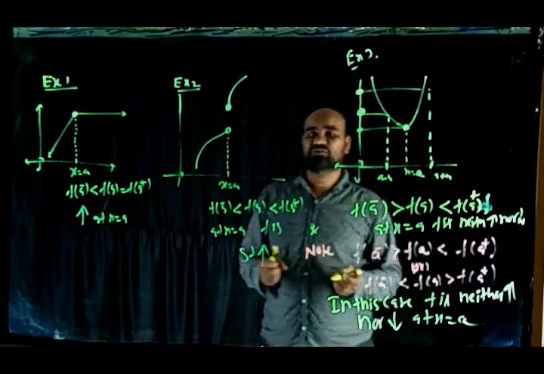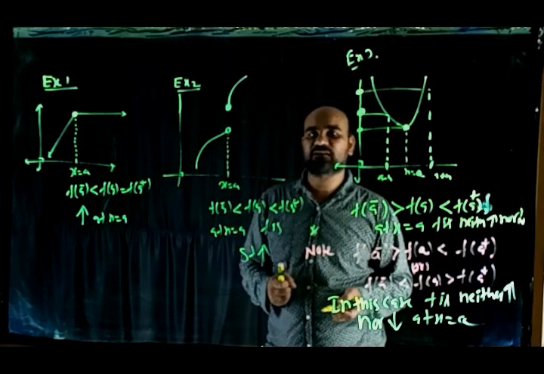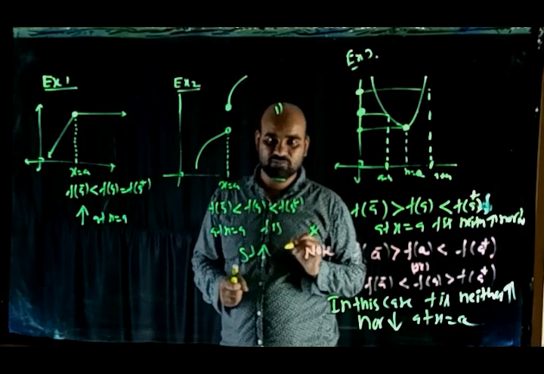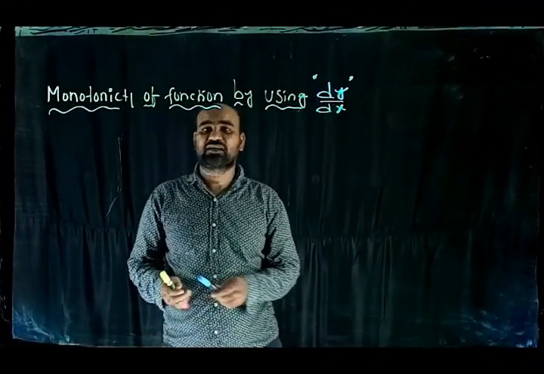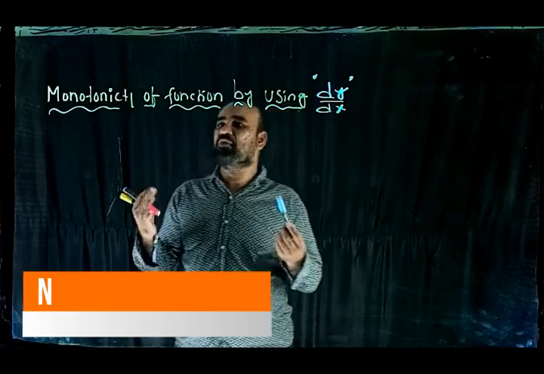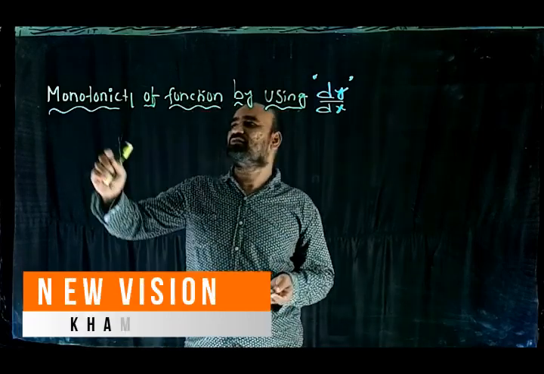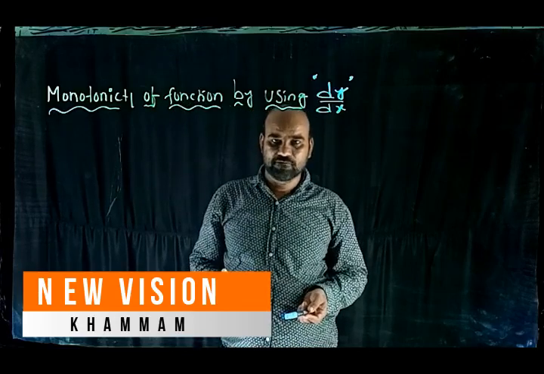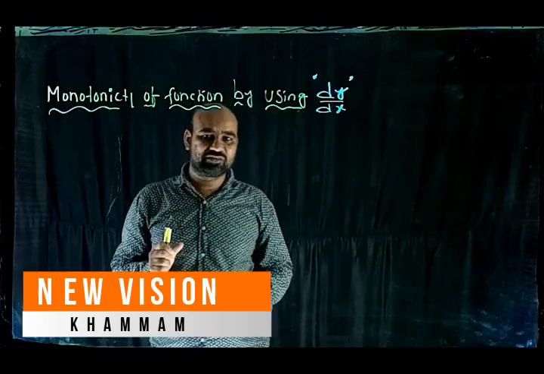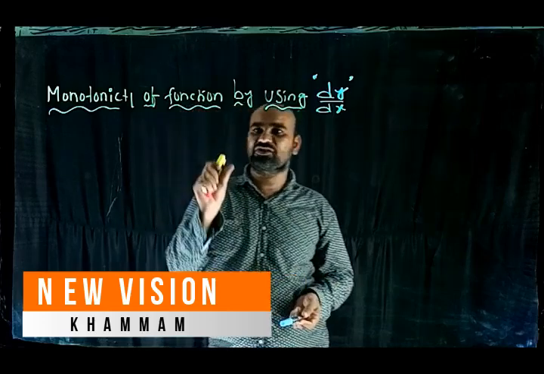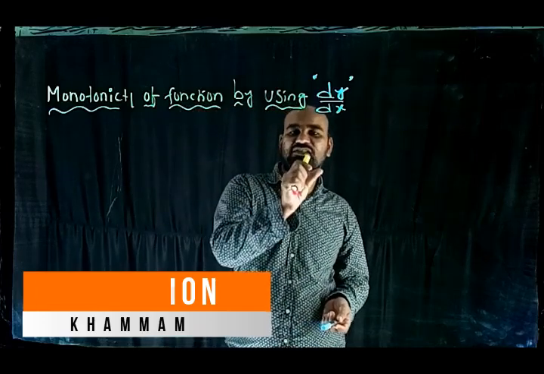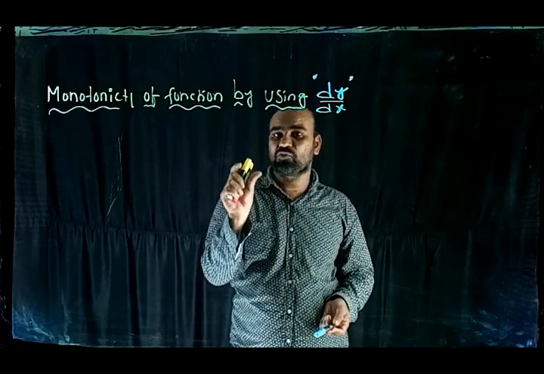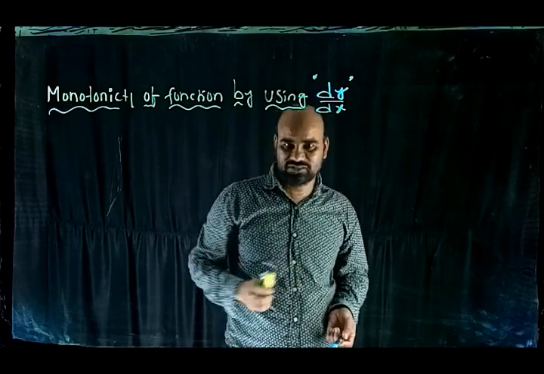So this is the concept, finding monotonicity without using differentiation, at a point and at an interval. Now the actual important situation: monotonicity of a function by using differentiation. Here also two parts are there: checking monotonicity of a function by using differentiation at a point and at an interval. First of all, I will complete how to find the monotonicity of a function on an interval.